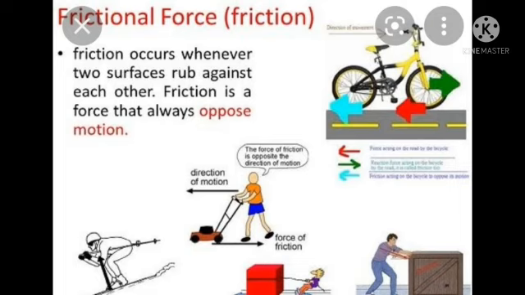For example, as you can see in the slide, in the first figure, a boy is cycling. While cycling on the road, a force is applied by the cycle on the road, and because of that, friction occurs.